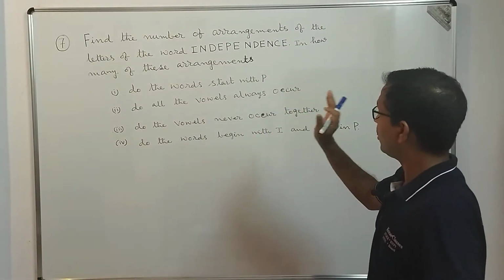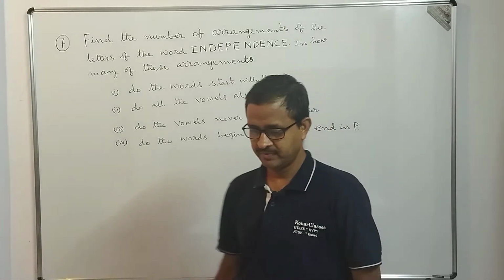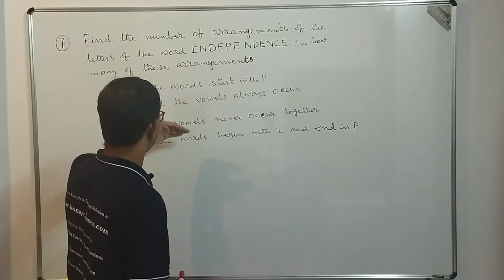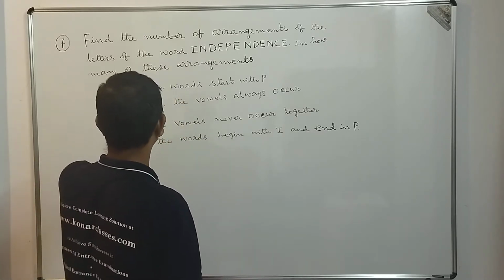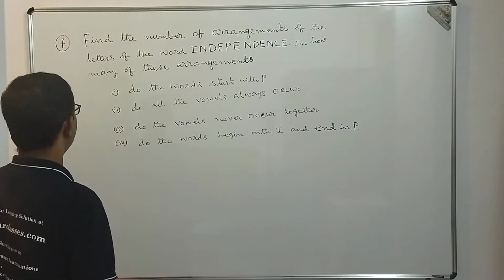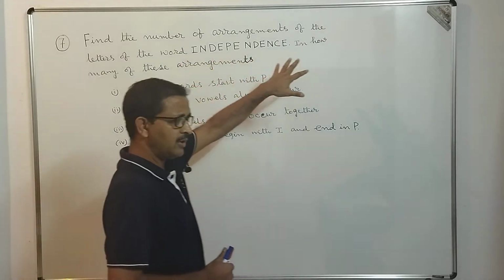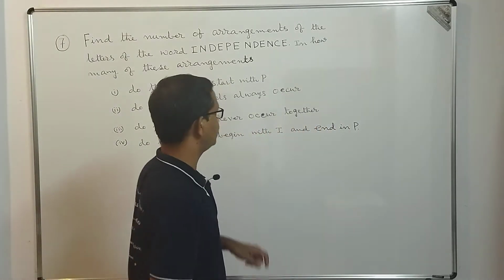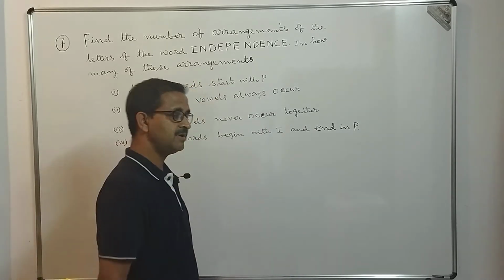Find the number of arrangements of the letters of the word independence. That is the first question, and after that there are some subsequent questions, so we will address all this, but let's first understand the number of arrangements of the letters of the word independence. Just by looking into the different letters of the word independence, what we understood, dear students, is that there are letters which occurred multiple times.